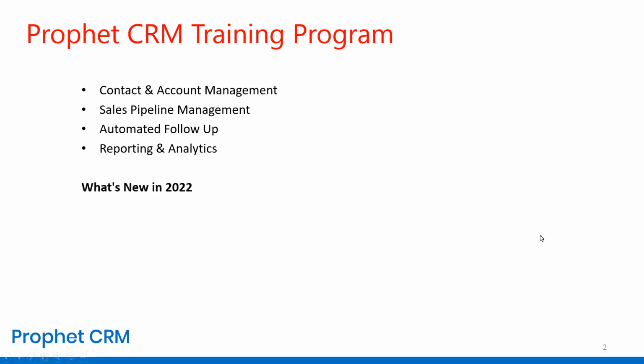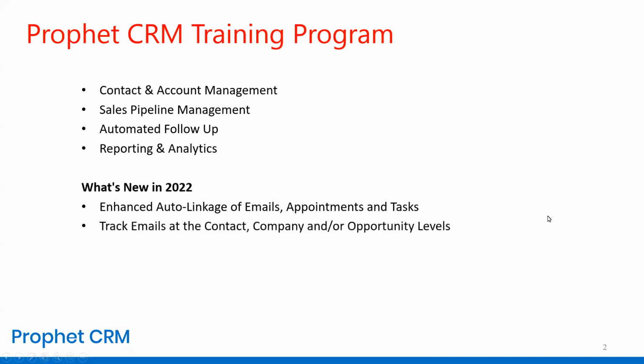We'll also cover some of the new things that are just out this year, a pretty significant enhancement of how the tracking of emails and appointments and tasks all work, so that you can share the communications among your team. As you may be aware, a lot of this has been available at the opportunity level in the past, but we've expanded it to include the ability to track emails, appointments, tasks, and of course all the rest of it, notes and documents and so forth, but at the contact and company levels, in addition to the opportunity levels.